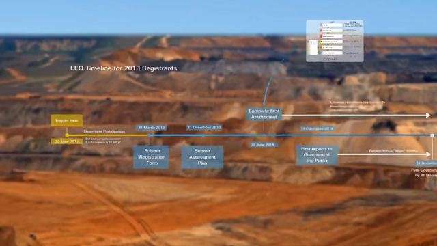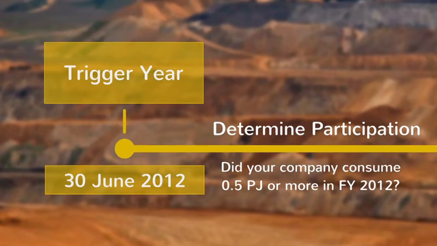So it starts with the determination of whether or not you need to participate in EEO, and that means looking at the energy use of the company for the financial year that ended 30th of June 2012. It's a self-assessment and you have several months to make this determination. You can usually figure it out very quickly just by looking at your NGERS data.